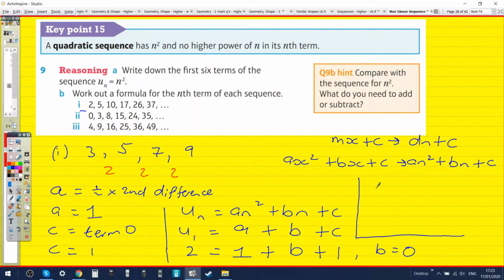I'm not sure, I've never seen it done like this. So I'm quite confused. How did you do it? So basically, an squared plus bn plus c. If a is 1, then it's 1n squared. If b is 0, then the 0n's not there, and then c is 1. So it's n squared plus 1. Okay.